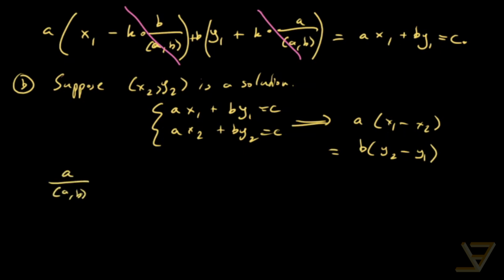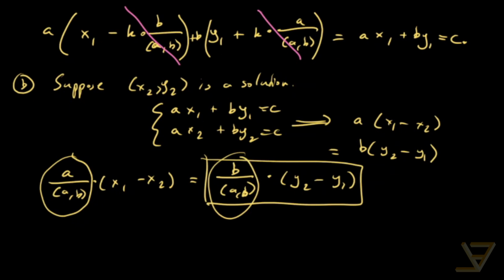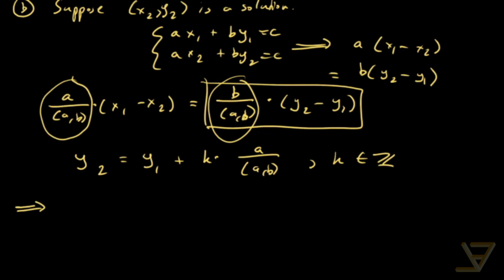We get a over GCD of a and b times x1 minus x2 is equal to b over GCD of a and b times y2 minus y1. Now this number here, a over GCD of a and b, divides this whole thing, but it's co-prime to the first component, so by Gauss's divisibility lemma, y2 is equal to y1 plus k times a over GCD of a and b for some k that is an integer.